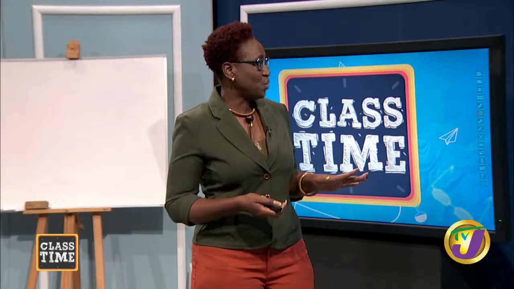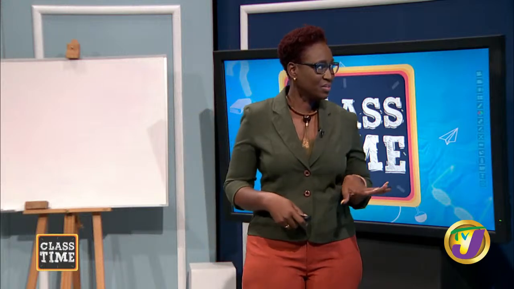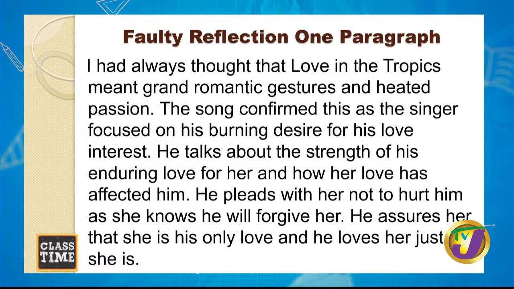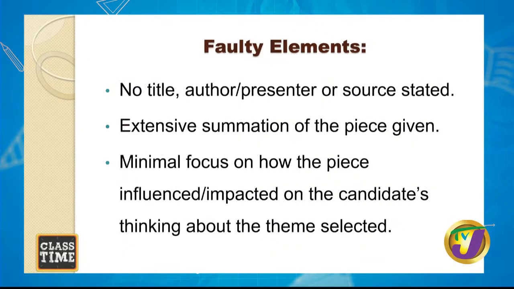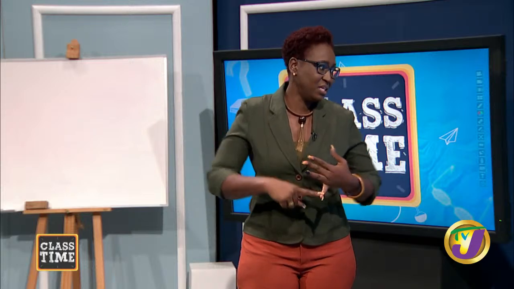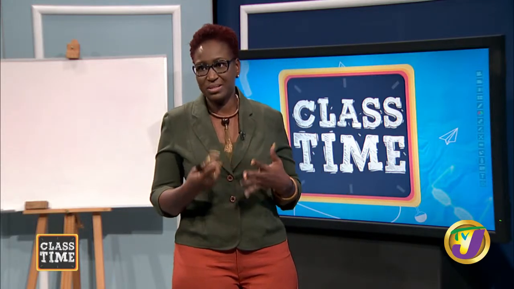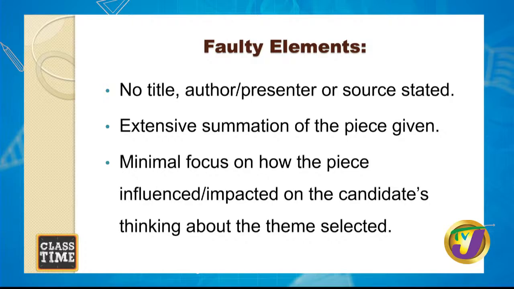All right. So there's a faulty reflection 1. Read that quick. What are the problems with this faulty reflection 1? Here they are. So no title, author, presenter, or source was stated. Extensive summation was given. You're not supposed to summarize. Remember, we said just 1 or 2 sentences. That's all you need. Minimal focus on how the piece influenced or impacted the thinking about the selected topic. So hardly anything was said. And remember, that is actually the whole aim of reflection 1. That is the focus of it.